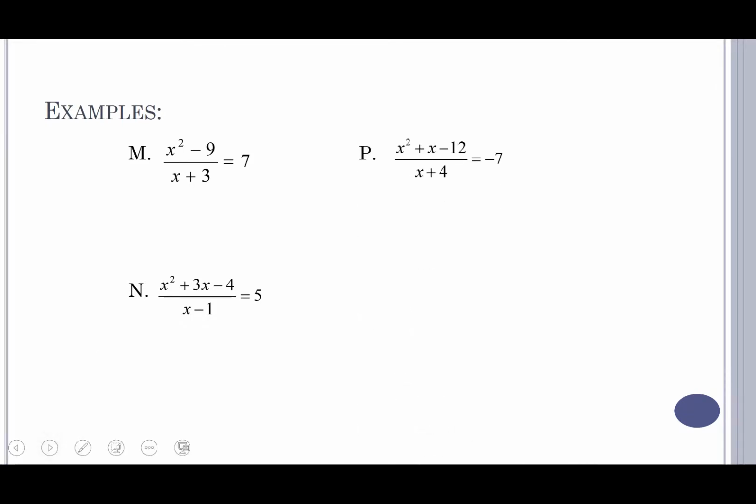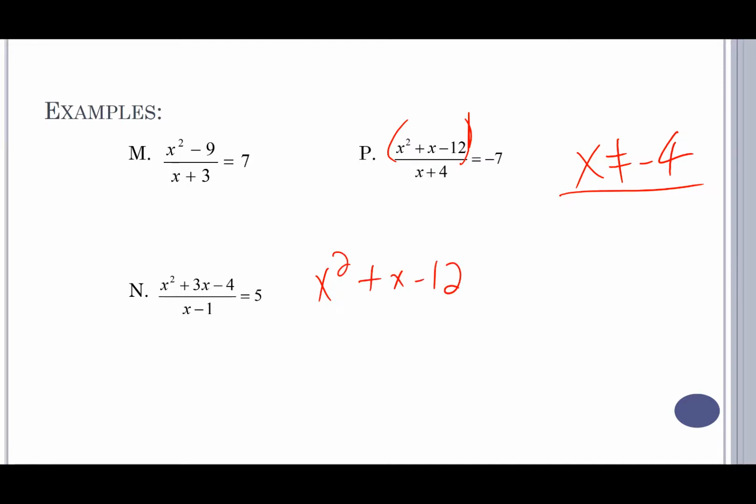Let's do another one. So again, let's first point out that x cannot be -4, because if it's -4, it makes the denominator 0. So let's remember that a little bit later, okay? But let's factor this numerator, x squared plus x minus 12. That would be product and sum. So I'm looking for two numbers that multiply to -12 and add to 1, because it's 1x.